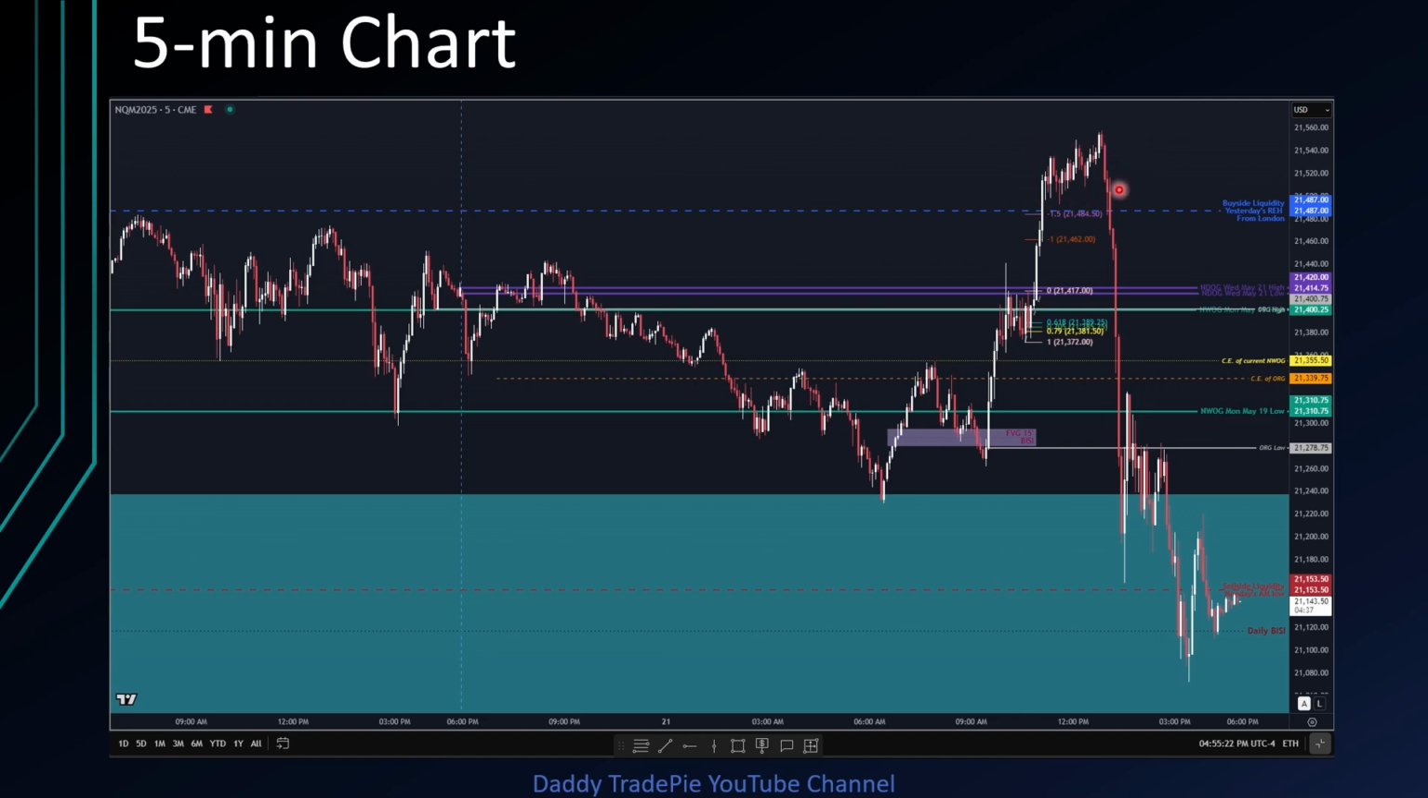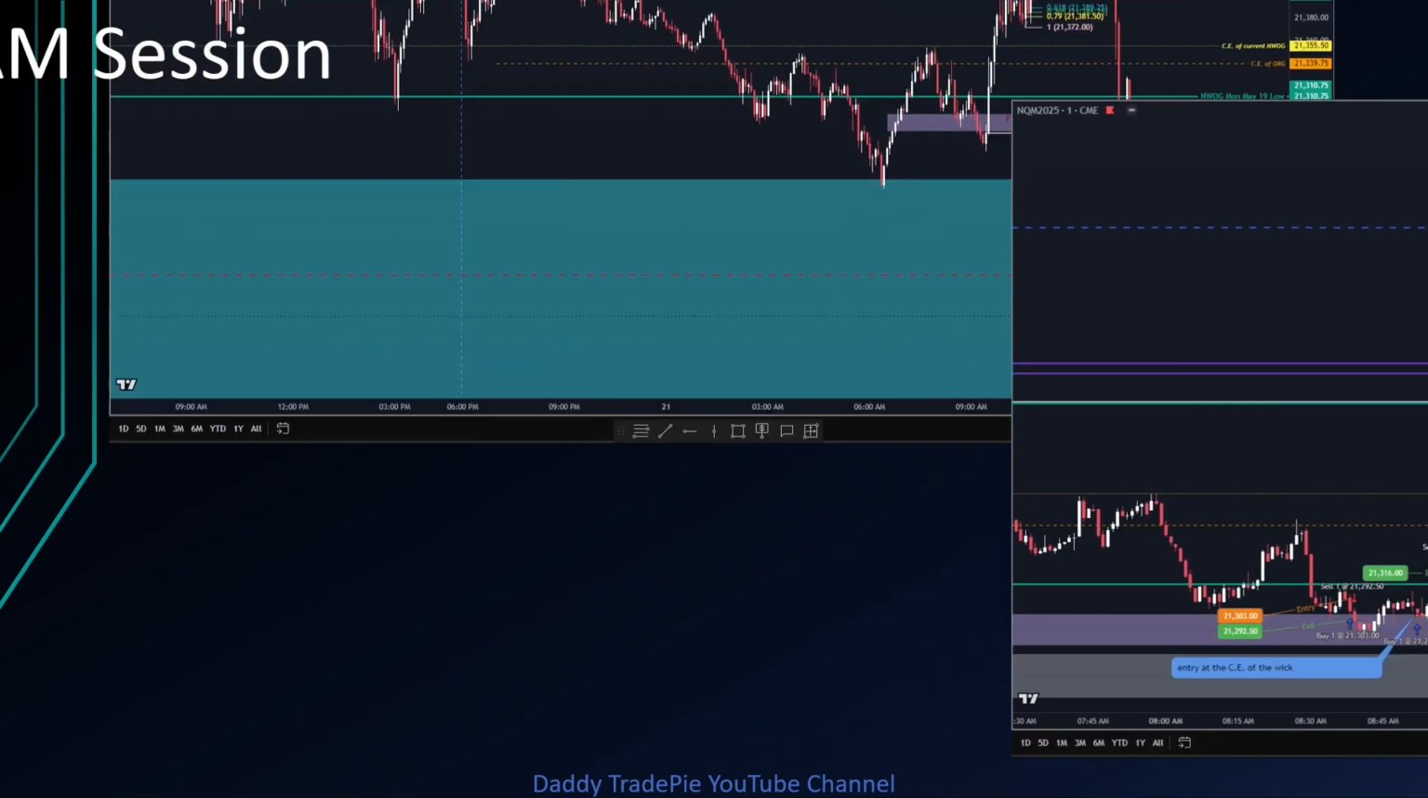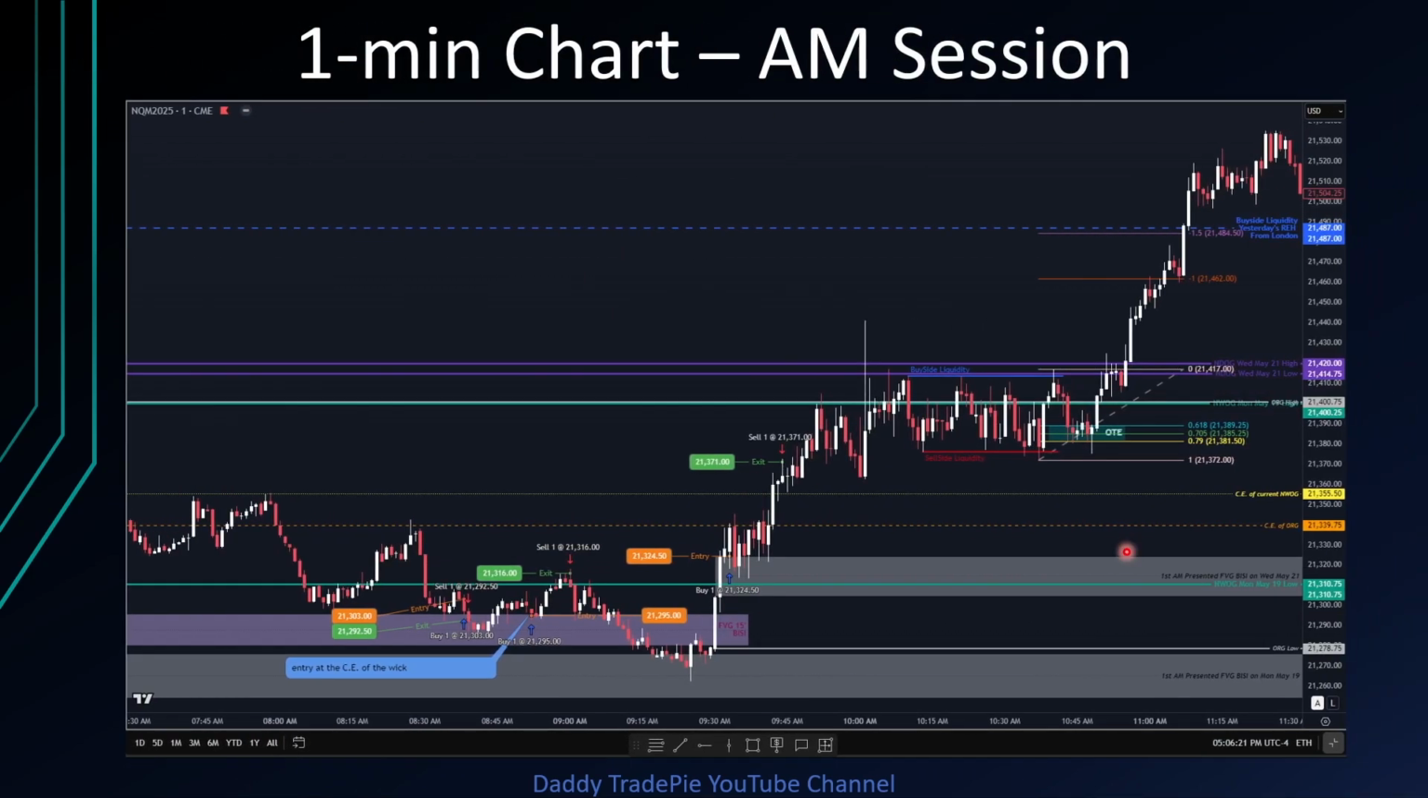And we spent a little time over here above the buy side liquidity. Then we started selling off sharply towards the daily inefficiency. Now we jump into the 1-minute chart, and here I'm showing the bodies for the AM session and pre-market.